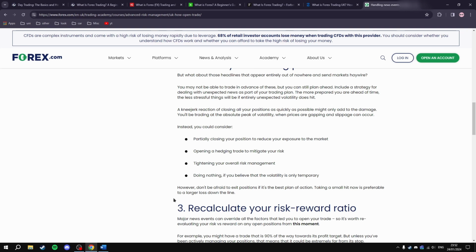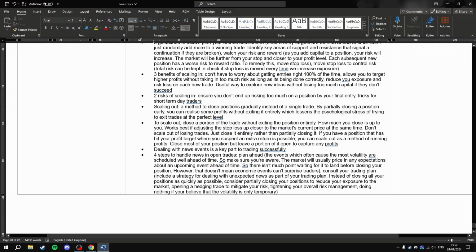However, don't be afraid to exit positions if it's the best plan of action. Taking a small hit now is preferable to a large loss down the line.